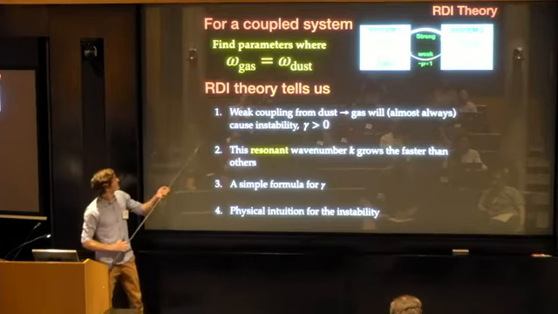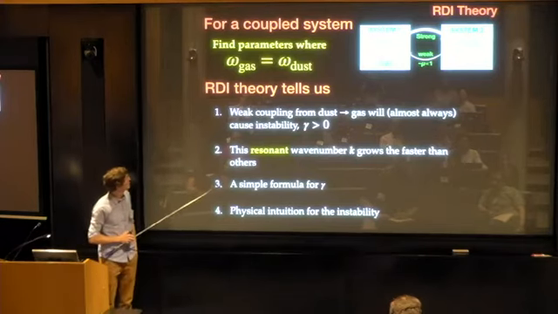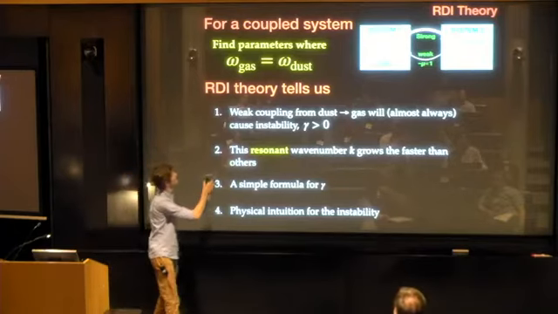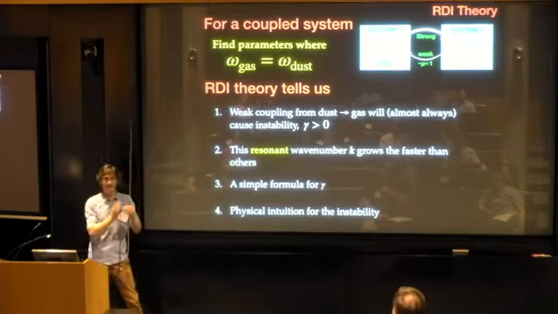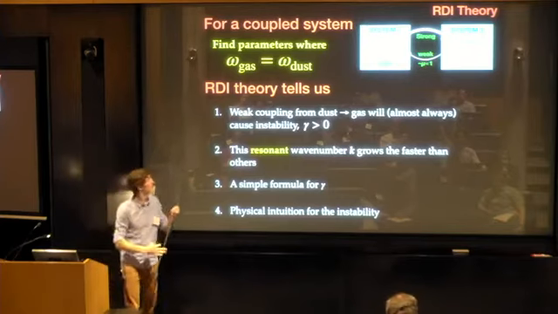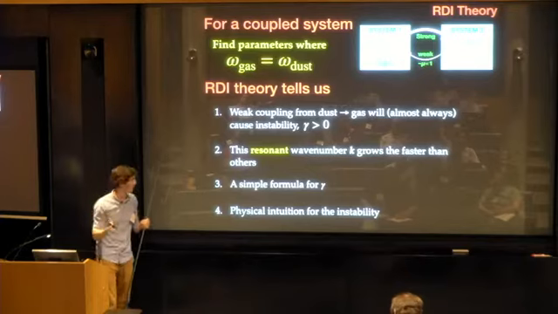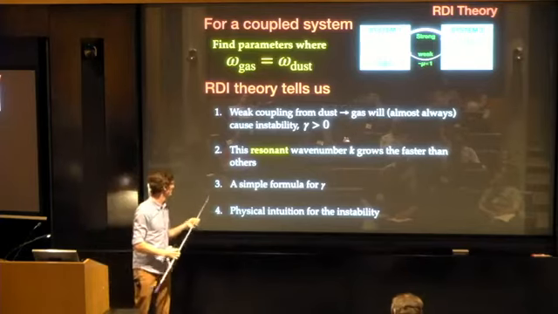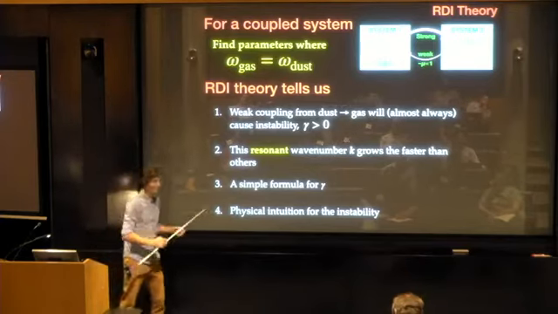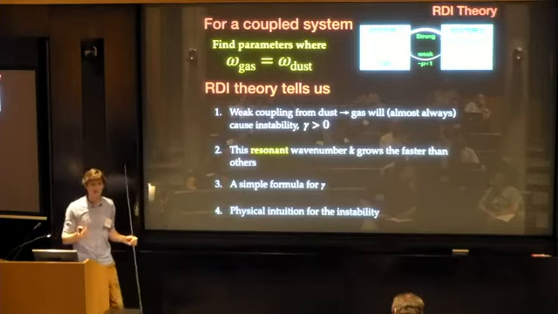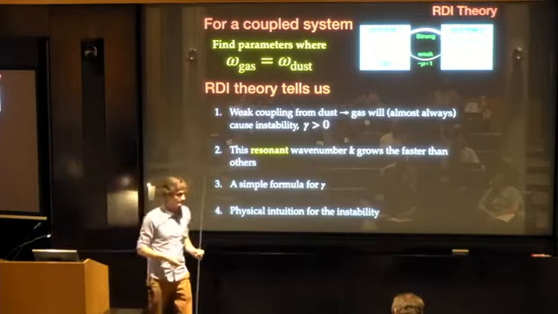And it also tells you that the fastest growing mode is the one where this is the case. So we just look for points in our space of parameters where this is satisfied, and we immediately know that those modes grow the fastest at small metallicity. It also gives a simple formula for gamma, the growth rate, and then physical intuition for the instability, which I'll come back to later.